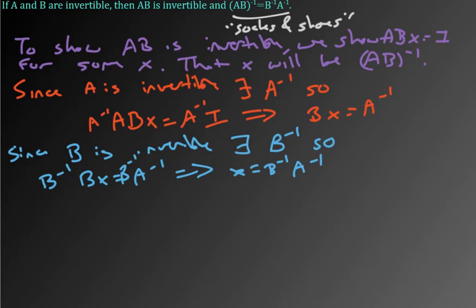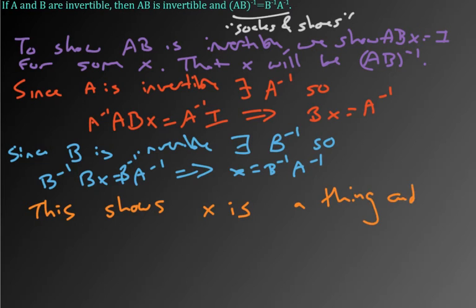And so this does it. This shows X exists, and AB's inverse is that B inverse A inverse that equals X, okay? So that's how you show AB is invertible. You just showed the existence of X, and then to show that AB's inverse is B inverse A inverse, you just go through that computation and solve for X, literally, right?